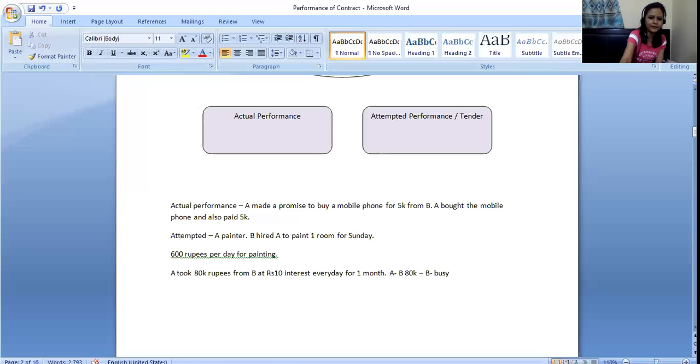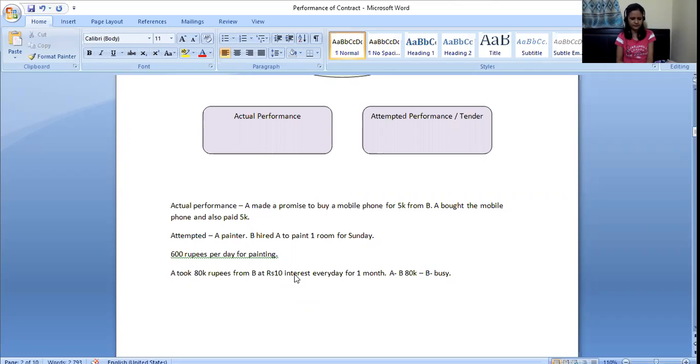So what will happen in this case? Will interest be calculated after this point also? Anyone? What will happen in this case? Like one person borrowed some money and interest was like daily 10 rupees will be added till the time you do not repay the amount. So A made an attempt to repay that 80,000 rupees, but B only said that I am busy, I cannot collect it right now. So what will happen in this case? Will interest be added after this point also or not?